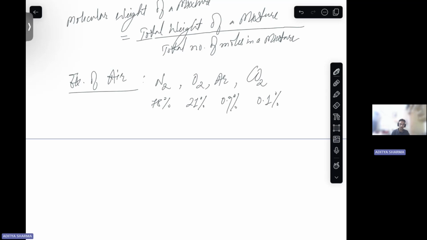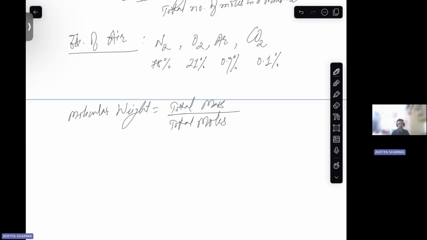So we find the molecular weight: total mass divided by total moles. And please remember that air in this case acts as a mixture. Okay. So if we write this M, it can also be written as this.